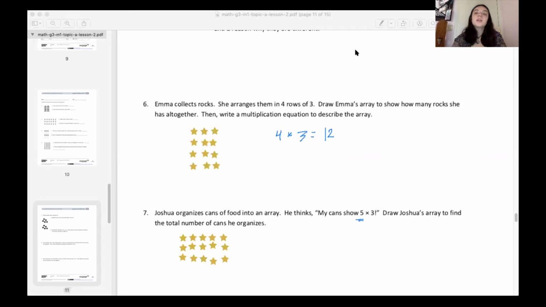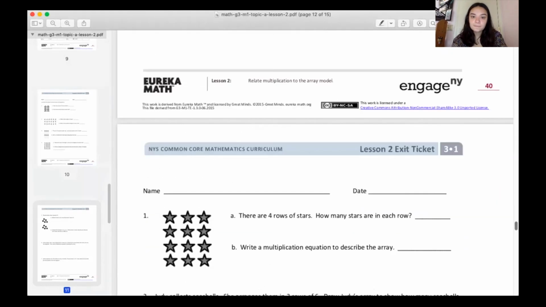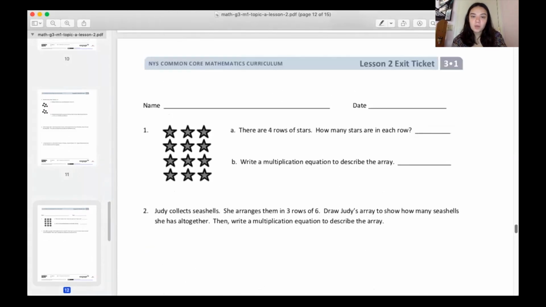There we go. All right, I'm going to clear my screen. I'm going to move on to the exit ticket. Just 2 quick problems. So there are 4 rows of stars. How many stars are in each row? That's super easy. Let's just count 1, 2, 3 in each row and write a multiplication sentence. So there are 4 rows, which is our number of groups, so 4. And there are 3 stars in each. 4 times 3 equals 12.